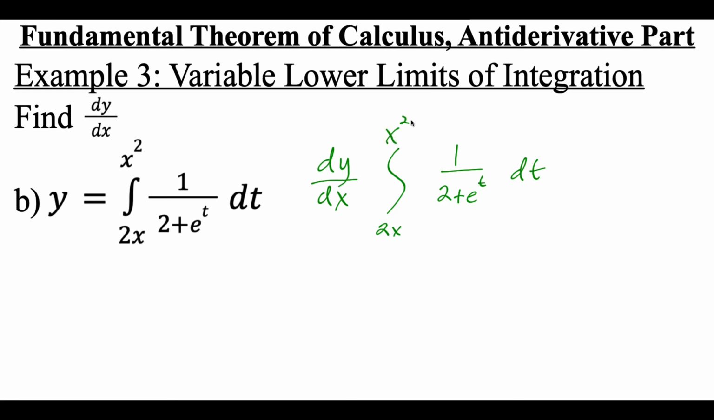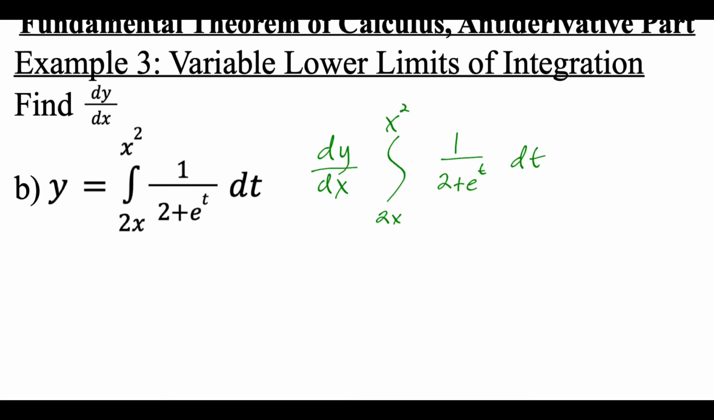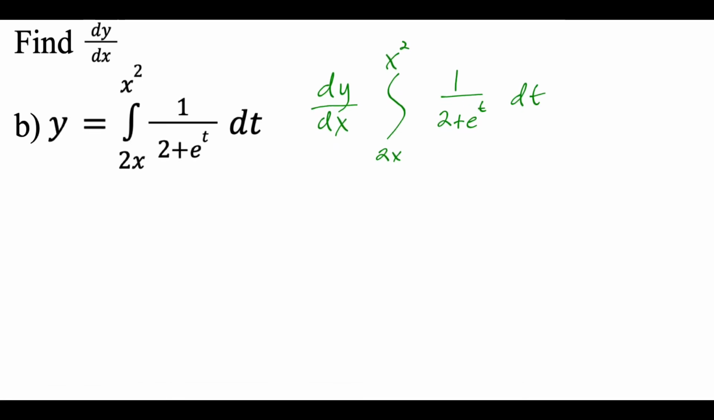Now everything that we've done so far, we've got it so that there was a numerical lower limit and a variable upper limit. So the first thing we're going to have to do is actually use a property of integration to split this singular integral up into two separate integrals. So we're going to split this up, and the easy kind of number to split things up at is 0. So I'm actually going to make an integral go from 2x to 0, but then I'm going to make a separate integral go from 0 to x squared, and what we're going to end up doing is adding those things together.